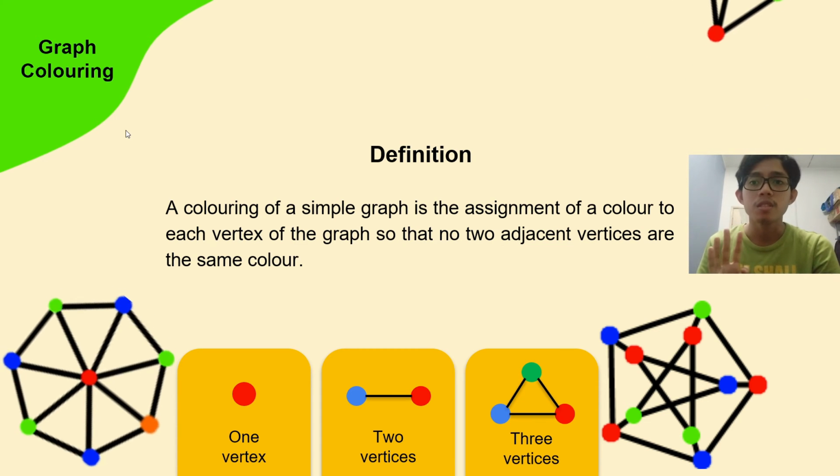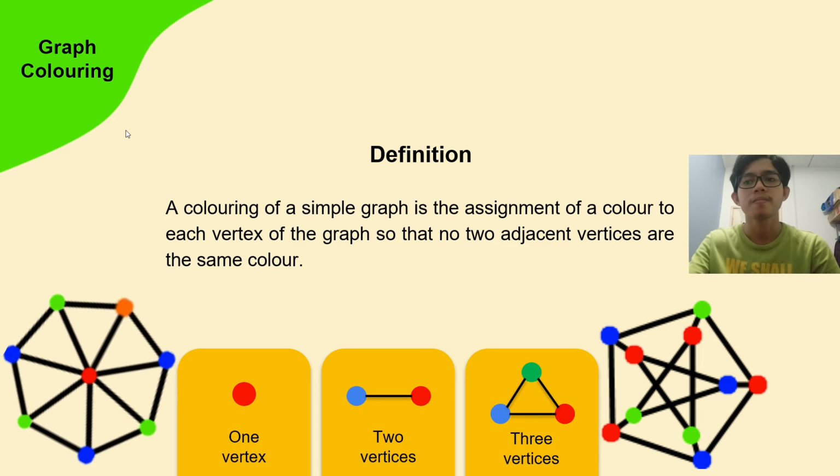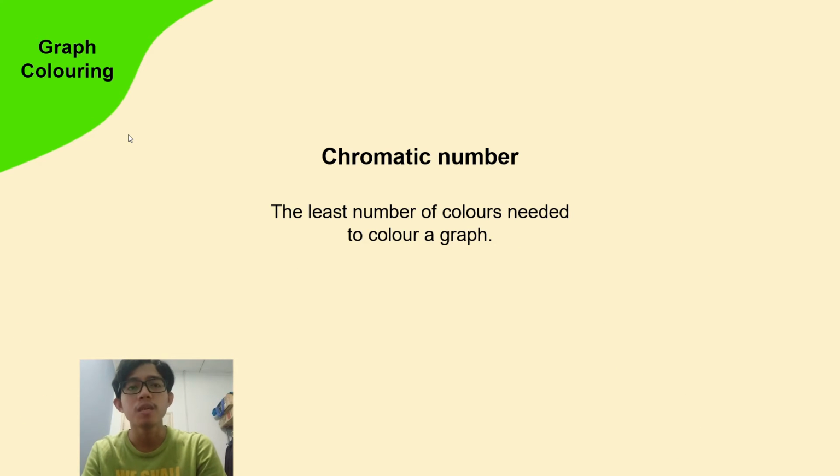There are four terms commonly used in this subtopic. Firstly is chromatic number. Chromatic number is the least number of colors needed to color a graph. This definition is already straightforward, where it means that the least amount of colors used to color a graph is called the chromatic number.